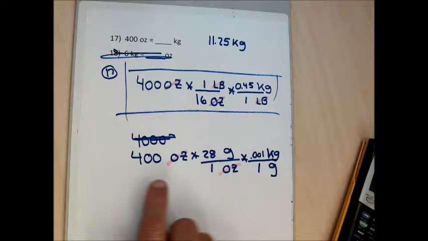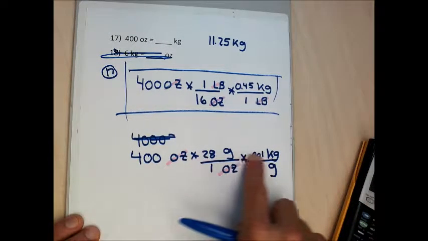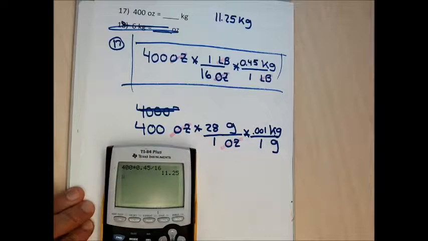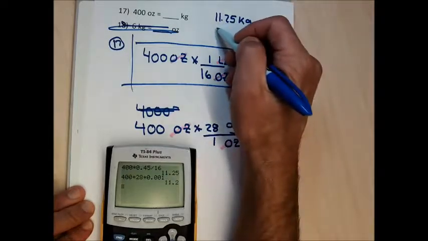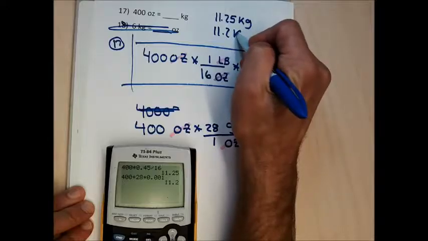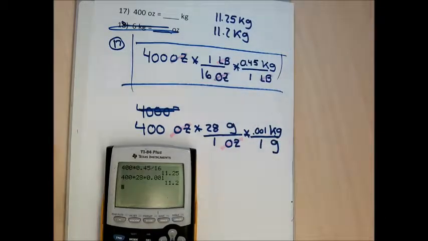And now, when I go to get my number, all the numbers in the numerator, so it's straight multiplication, I would go 400 times 28 times 0.001. And look at this, I get 11.2 kilograms. So I get a slightly different answer. I have to call them both correct.